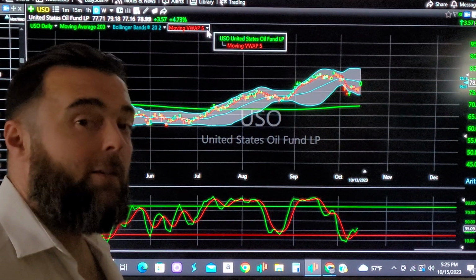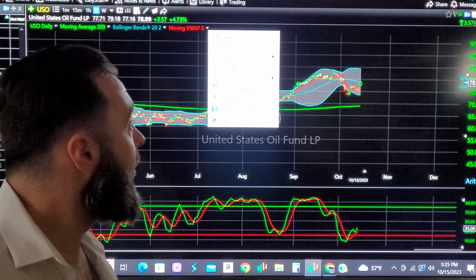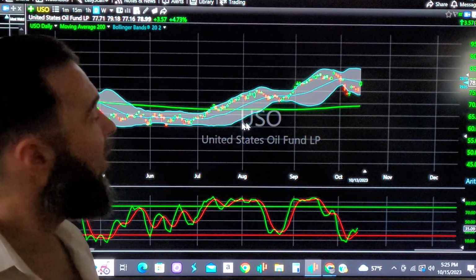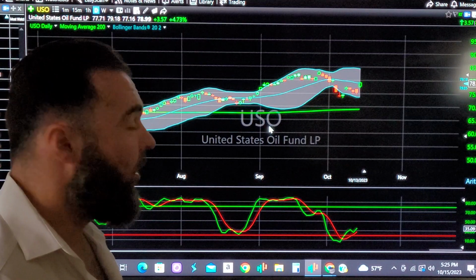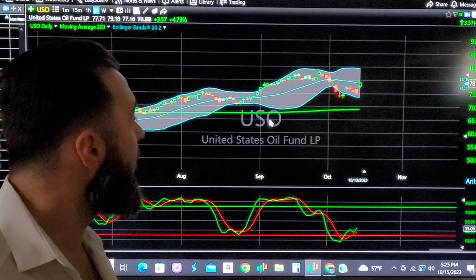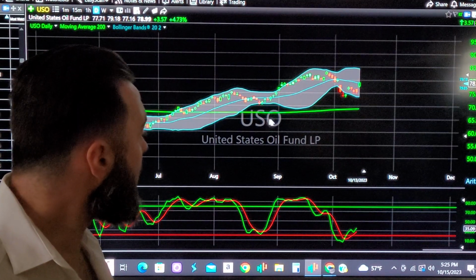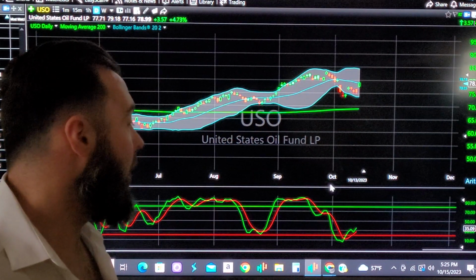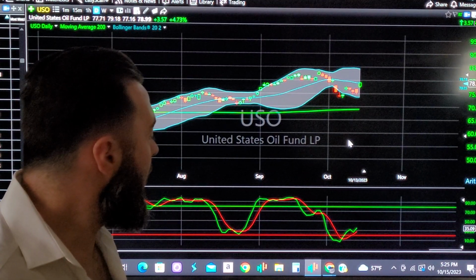You can play around on TC2000 and other platforms like TradingView, your brokerage account. I know E-Trade does have a really nice chart setup. I don't use it. I've always used TC2000. So you can put all these different technical indicators on them and try to trade, but they're never going to be 100%. Never.